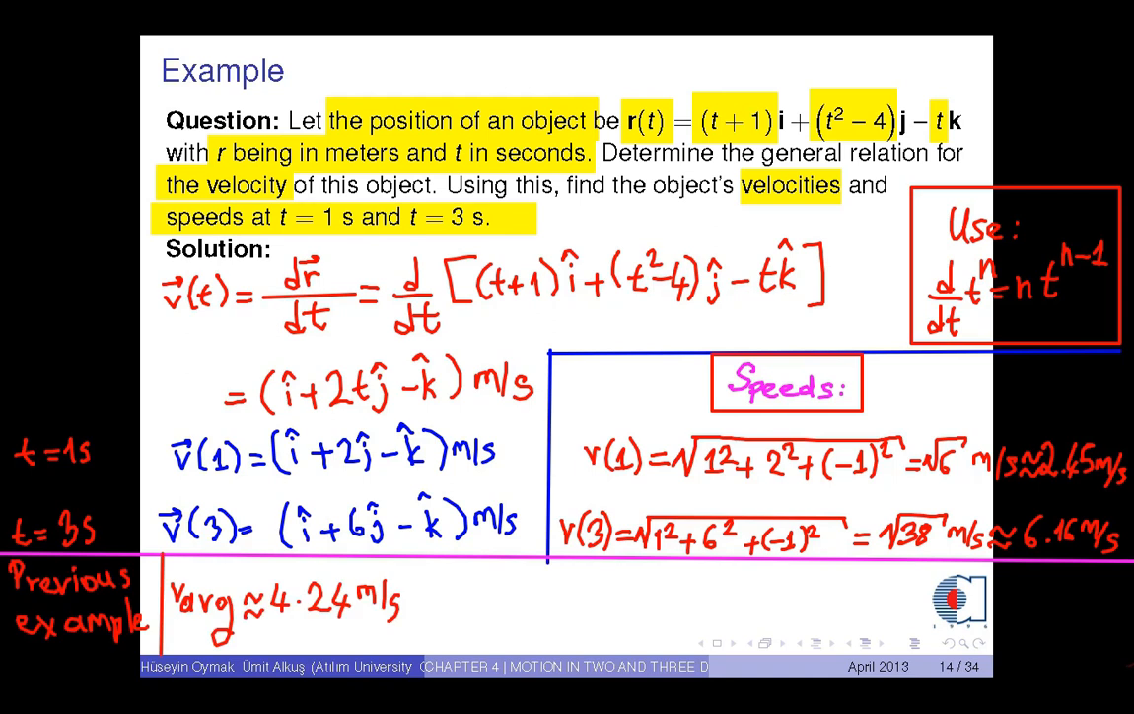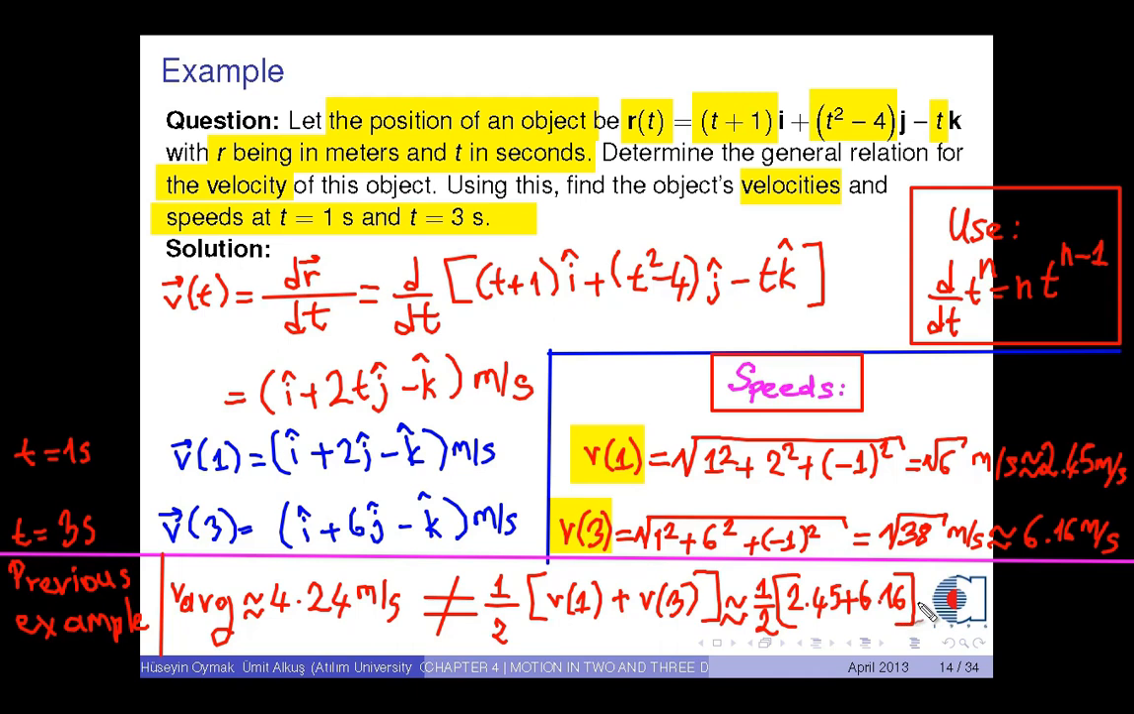In the previous example, we had found the magnitude of the object's average velocity between t = 1 second and t = 3 seconds as v average = 4.24 meter per second. This result is not equal at all to 1/2 of (v(1) + v(3)), that is 4.31 meter per second, as might have been wrongly guessed.